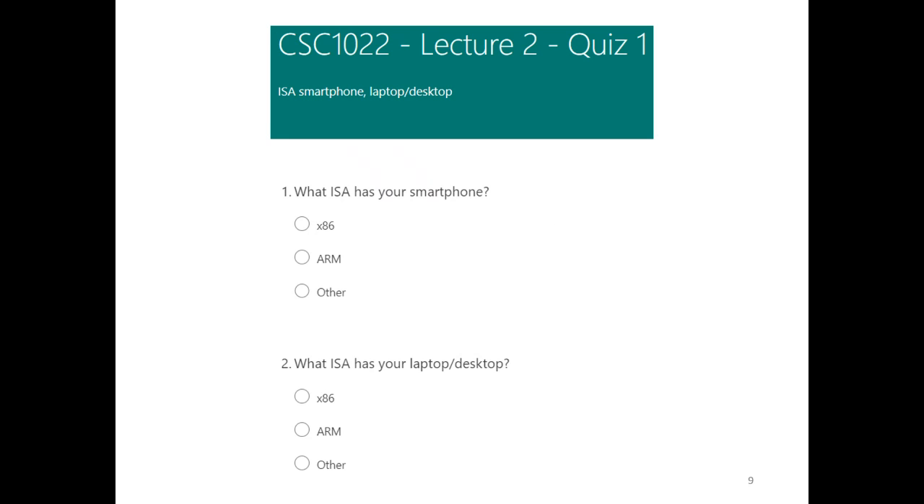So I have now a quick question for you. What I want you to do is search, you can use Google or whatever you want, to find what is the ISA of your smartphone. I provide here a couple of suggestions, and then if you have a laptop or a desktop, just do the same. Try to guess. You look at the type of your processor, and you try to find what is the architecture, the instruction set architecture. I will post, as usual, a link to this quiz now to the chat.